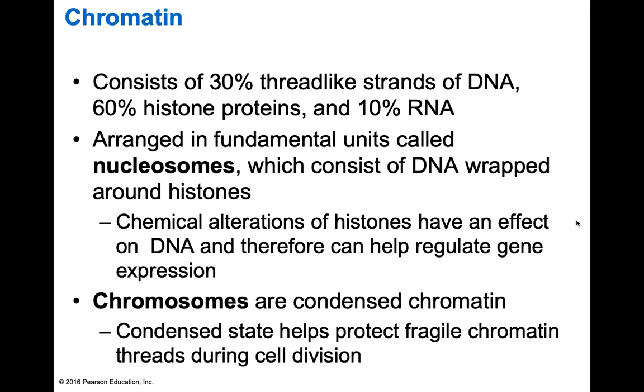Recall that chromosomes are just our condensed chromatin. So our chromosomes are the X-shaped things that you're used to looking at. The condensed state helps to protect fragile chromatin threads during cellular division. So chromosomes are highly organized chromatin.